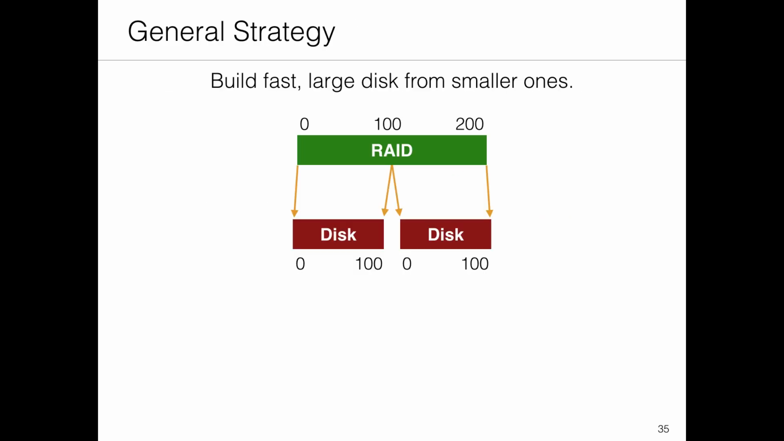So the strategy is fairly simple. You build large and fast disks from smaller ones. Let's say there are 2 smaller disks, and let's say these are the sectors. So these are some storage contents. Now we've doubled the capacity of the logical disk. So now you can store from 0 to 200. For the application, what you're enabling is you're saying that the capacity is 200 units. The application now has no idea which physical disk it's being mapped to.